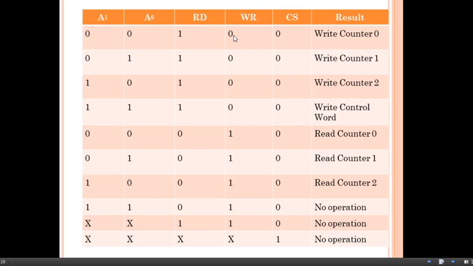Now based on whether it is a write operation or read operation, we have to make these signals active. So here first of all write is activated and read is deactivated. From these two status we can say that counter 0 is selected and the operation selected is write. So write counter 0 is the result for these signals on these pins. Similarly, write counter 1 gets selected for these signals. For these signals write counter 2 is selected, and for this write control word is selected. Now if we make read active and write deactivated, in that case read counter 0, read counter 1 and read counter 2 get selected, and for the rest of the cases no operation will be selected.